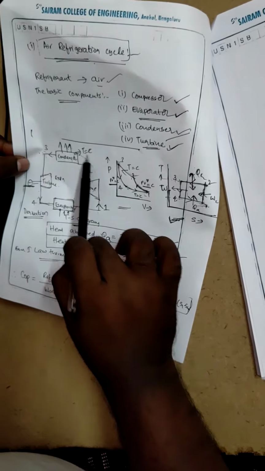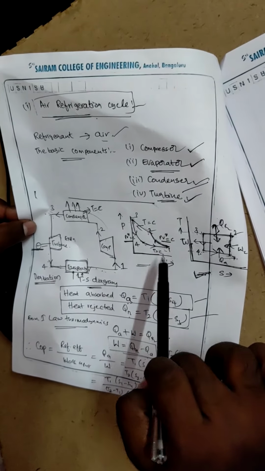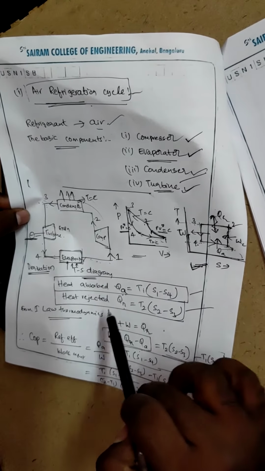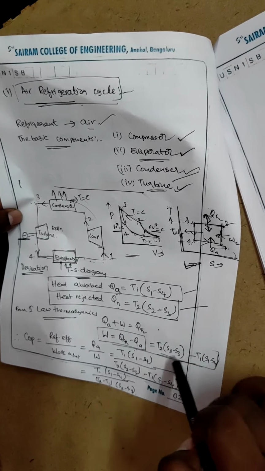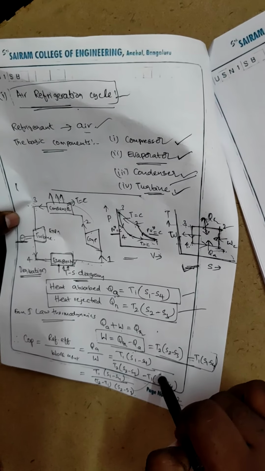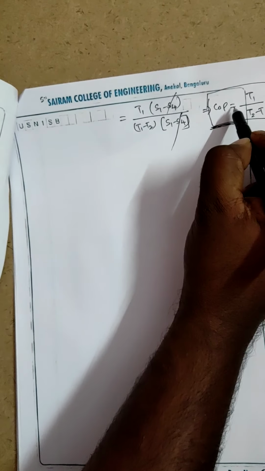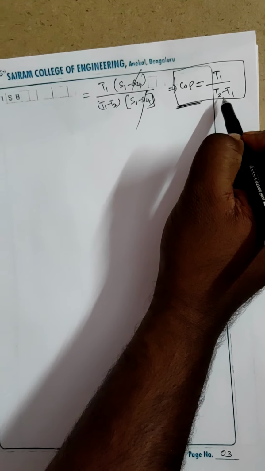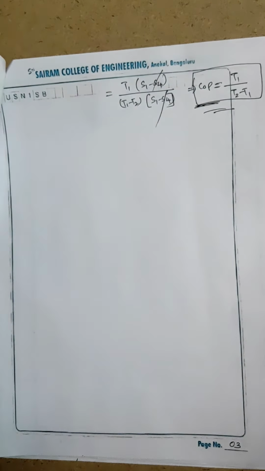First we saw the components, then the working principle, then the PV diagram and the TS diagram. We saw the heat absorbed formula and the heat rejection formula. We substituted them in the first law of thermodynamics, wrote the COP formula, and substituted all the values. Finally we reached the COP in terms of temperature, which is nothing but T1 by T2 minus T1. So this is the COP of the air refrigeration cycle.